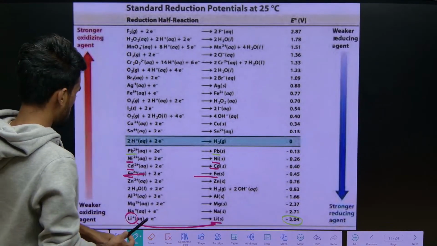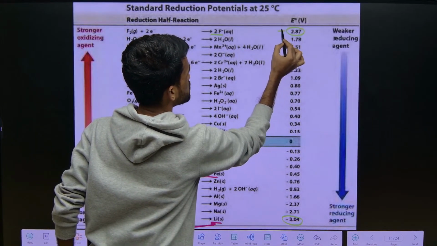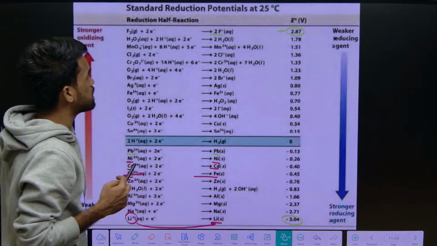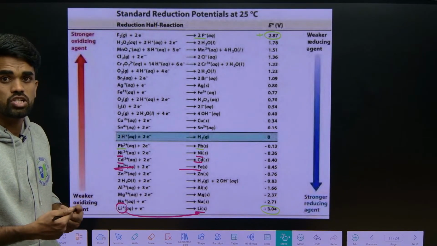Fluorine, because for F₂ to F⁻ the reduction potential value is +2.87. It means it has the highest tendency to undergo reduction, that is, the highest reduction potential value.